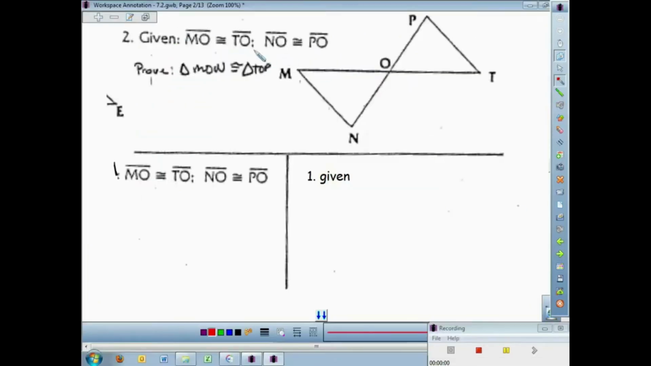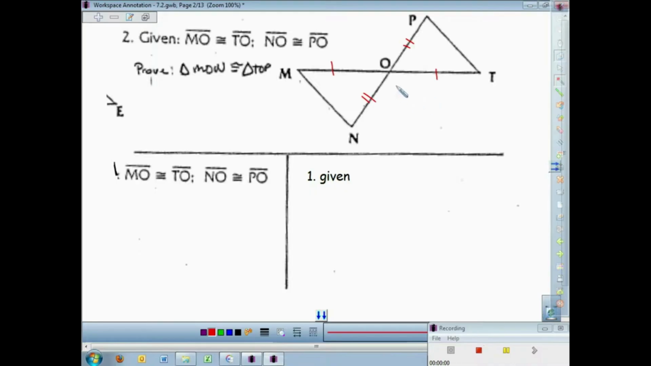We'll write down all of our given and then mark it. Segment MO is congruent to segment TO. Segment NO is congruent to segment PO. So I'll get that all written down. They want us to prove that these two triangles are congruent. Well, check out your picture. Do you have enough information to prove these two triangles congruent? No. So let's go through the checklist.